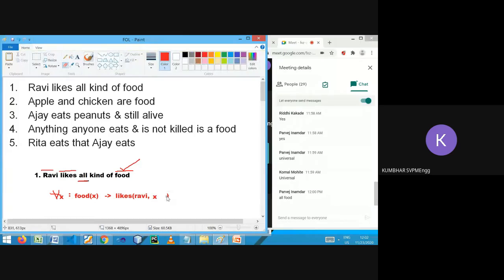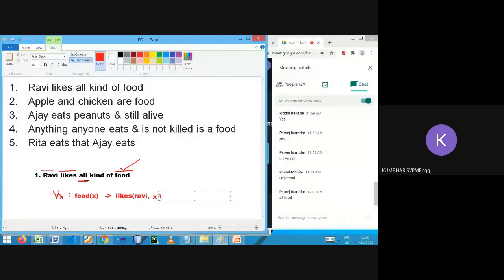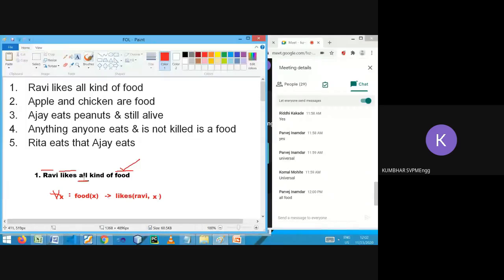This is the statement that talks about Ravi liking all kind of food. I repeat again, all is there, that's why universal quantifier. So all x such that if x is a food, then Ravi likes x. If x is not food, then Ravi will not like it, because the statement is about Ravi liking all kind of food only. So anything which is food, Ravi will like it.